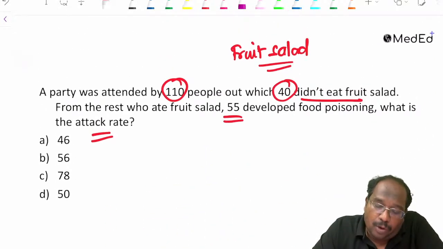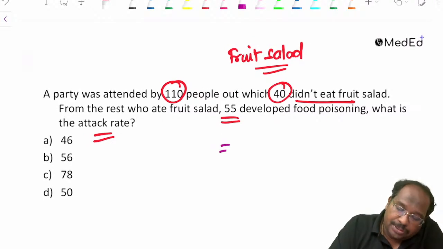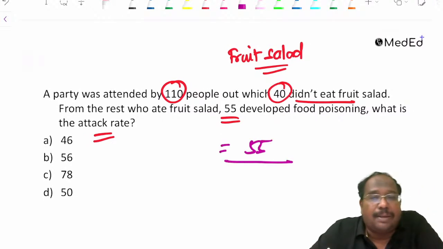Now we'll go back to the question. The number of new cases, how much? 55 is the number of new cases.